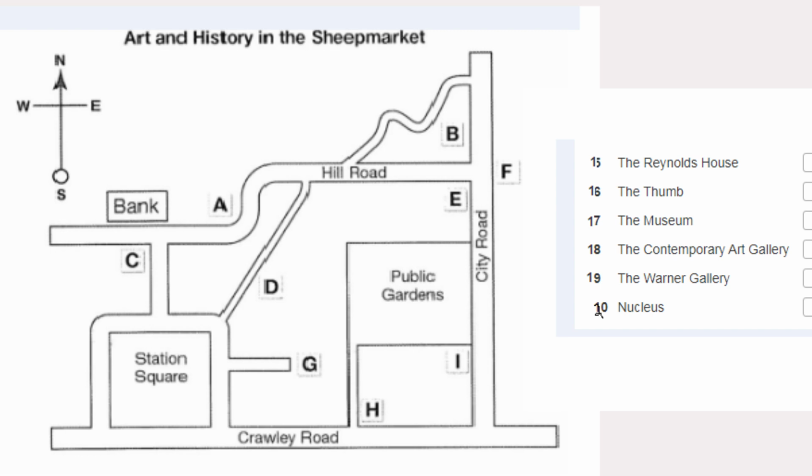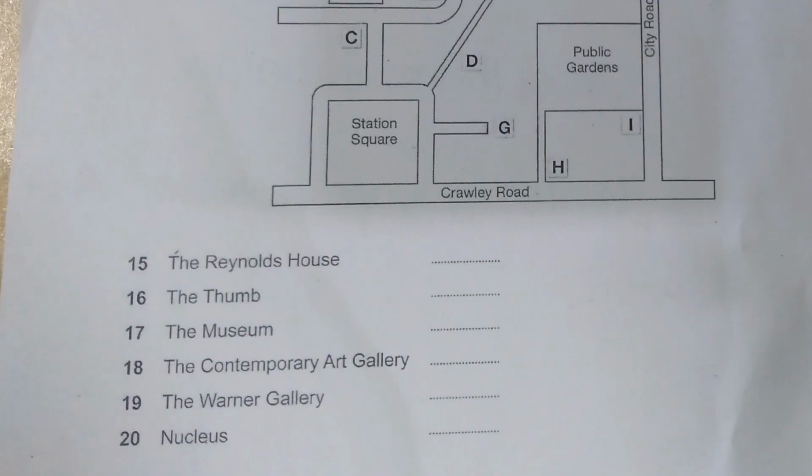Finally, if you're interested in purchasing high-quality artwork, the place to go is Nucleus. You need to go from Crawley Road up through Station Square and east along Hill Road until you get to a small winding road turning off. Go up there and it's on your right. If you get to City Road, you've gone too far.